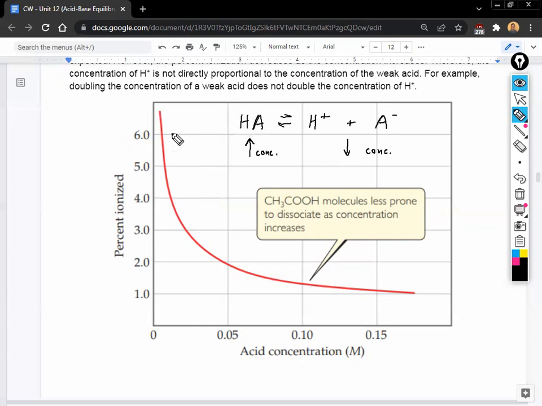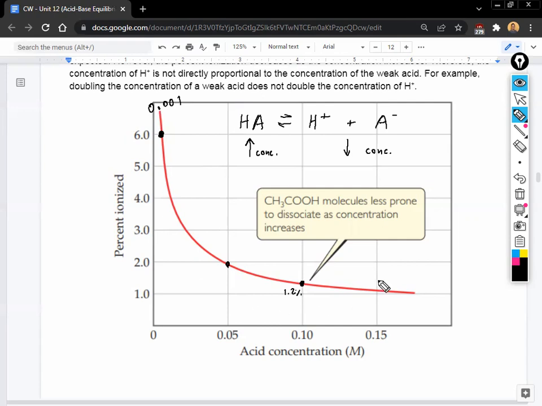So right here, it tells us, I don't know what this is, let's just assume this is 0.001. At 0.001, it has a 6% ionization. But as you increase the concentration, it's going to go down to less than 2%. And then you push it even further, it's going to be, let's say, 1.2%. And then as you push the concentration more, the percent ionization is going to go down.